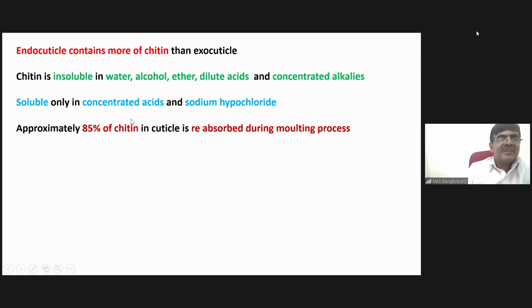Approximately 80% of the chitin that is present in the cuticle is reabsorbed during the process of molting. Already previously I told you, if the insect has to grow, it has to shed the old cuticle every time and form the new cuticle. This is possible only through a process called molting.